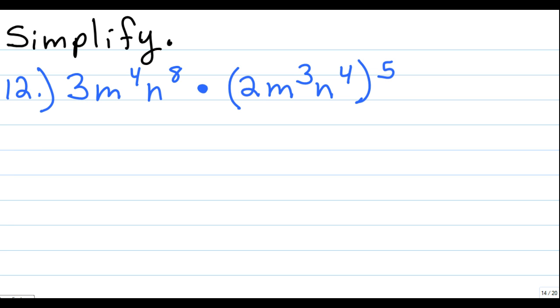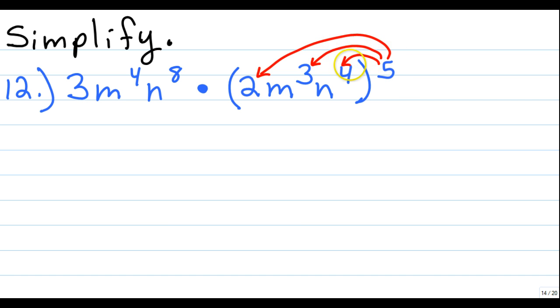Alright, next the instructions read simplify. So I'm going to go ahead and simplify this problem. What I look at when I'm looking at this problem is if I look at the second term, the second term is overall raised to the 5th degree, or to an exponent of 5. That means that to simplify, before I do anything with the first term, I need to go ahead and distribute this 5 in onto each of the terms individually.